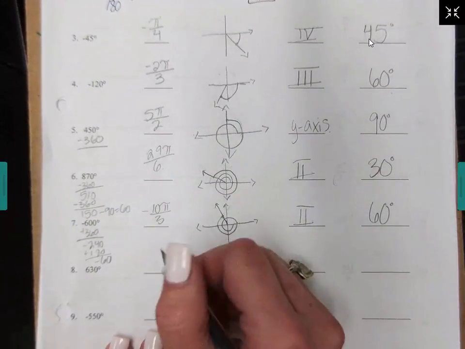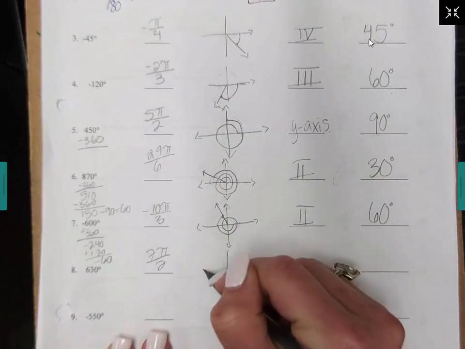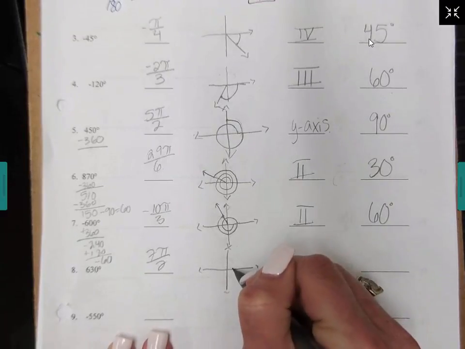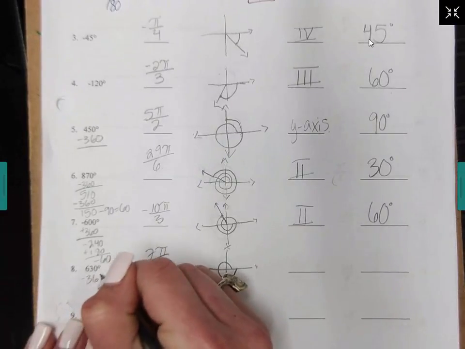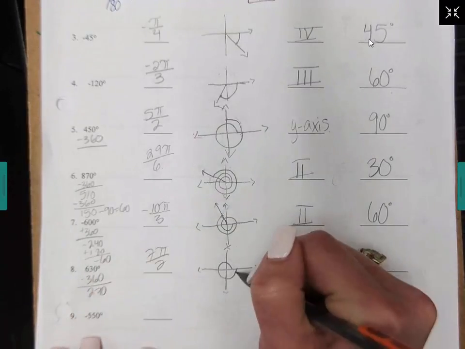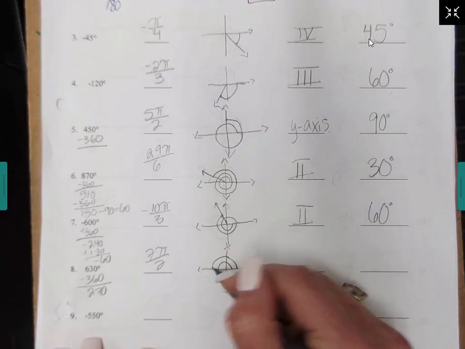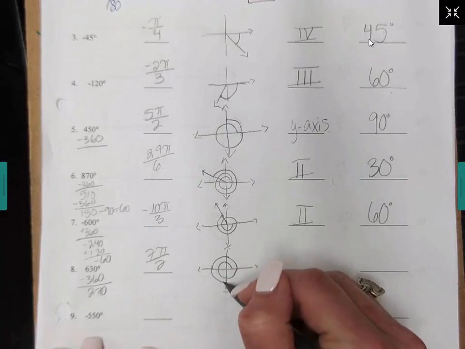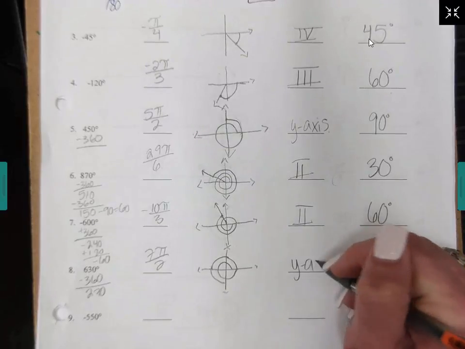On number 8, what'd y'all get for your radians? 7 pi over 2. 7 pi over 2, and let's sketch this. So we're going counterclockwise. 360. So how many degrees would that leave us with? 270. So then we go 90, 180, and end right here at 270. Is that correct? So this would be on the y-axis.